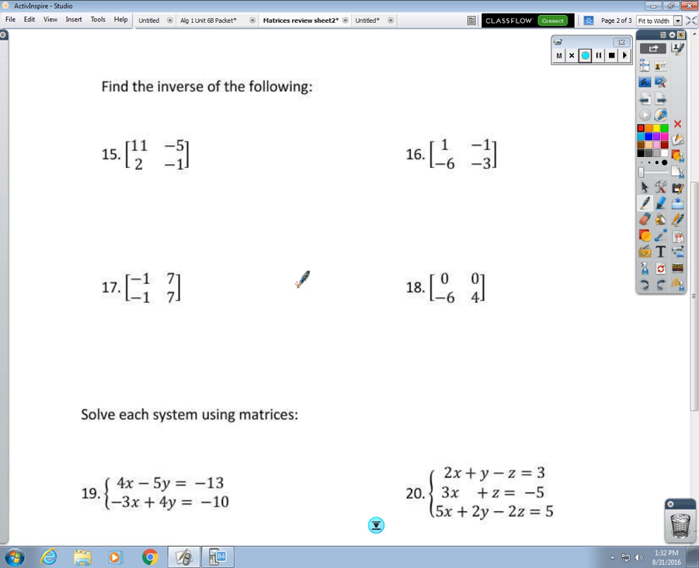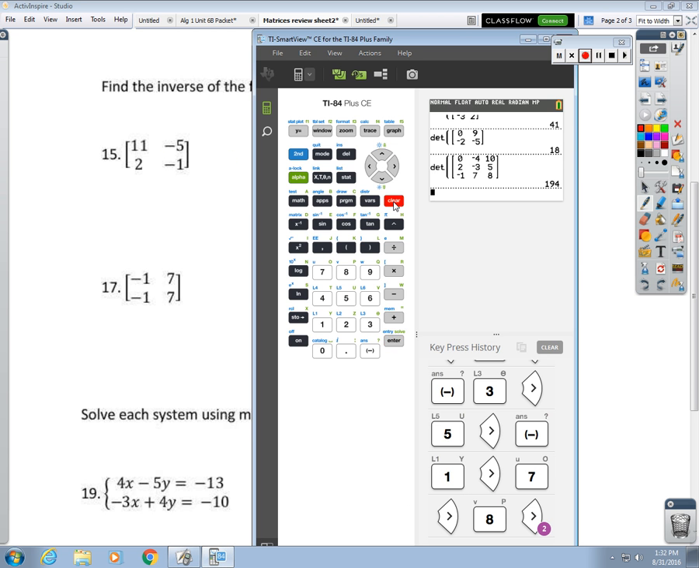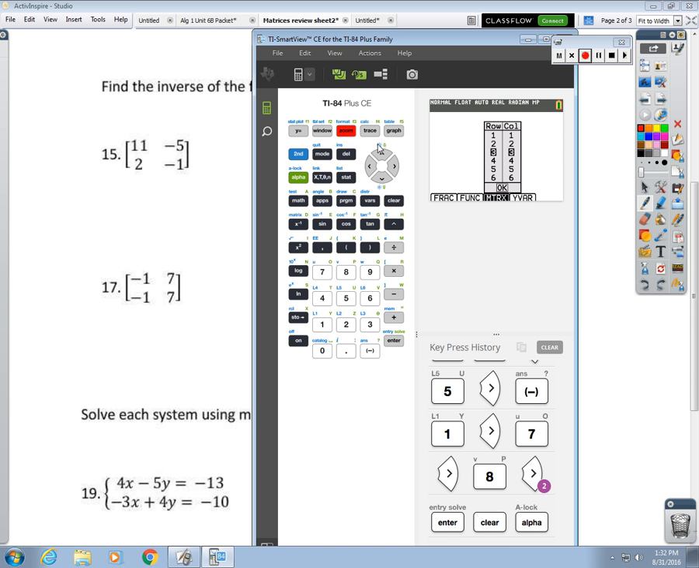Okay. Number 15, find the inverse of the following. I also showed you really quickly how to do the inverse by hand, but don't just use the calculator. Okay, you're going to type in this 2 by 2. So alpha zoom, change your dimensions to 2 by 2.